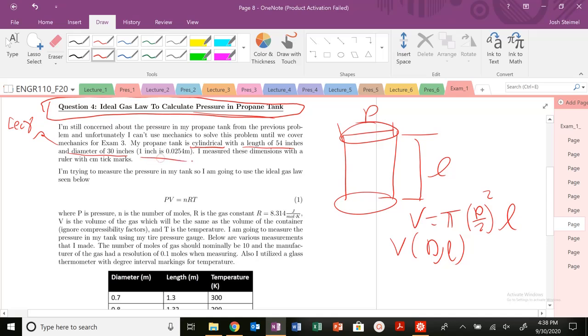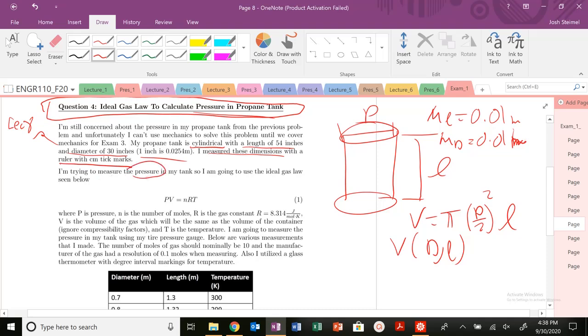1 inch equals 0.0254 meters. You don't need that, I'm sure you all have memorized that. I measure these dimensions with a ruler with centimeter tick marks. So there's going to be some uncertainty of L, which is equal to 0.01 meters. There's going to be some uncertainty of D, 0.1 meters. That's going to be a bias uncertainty, so keep that in mind.